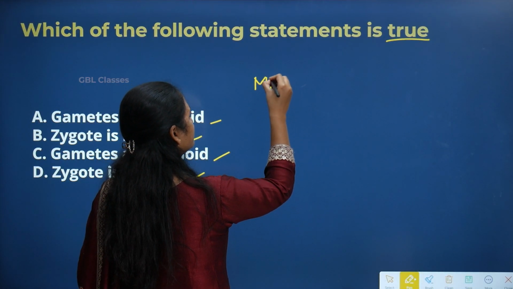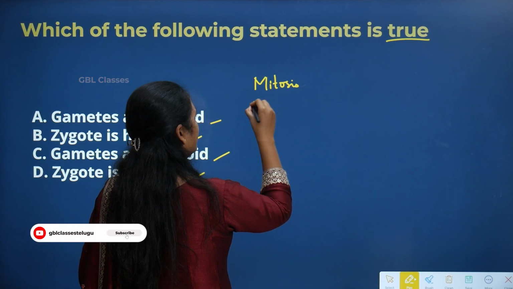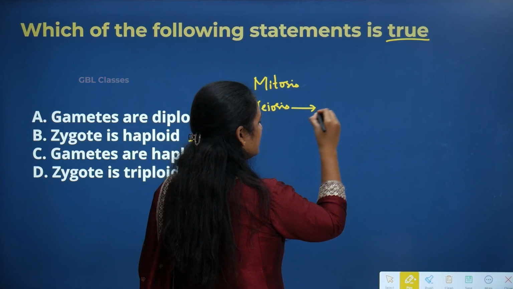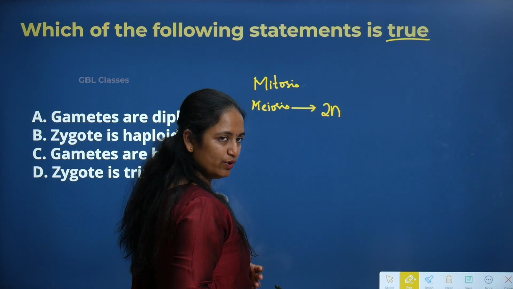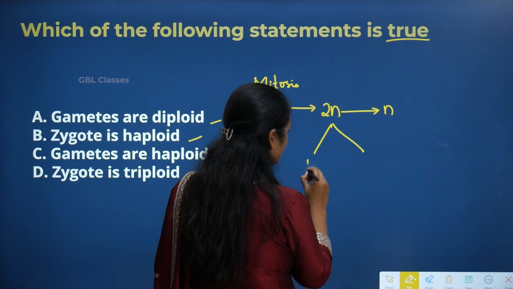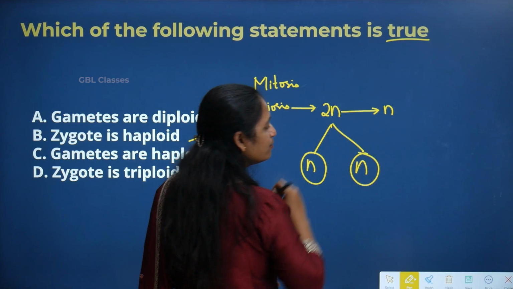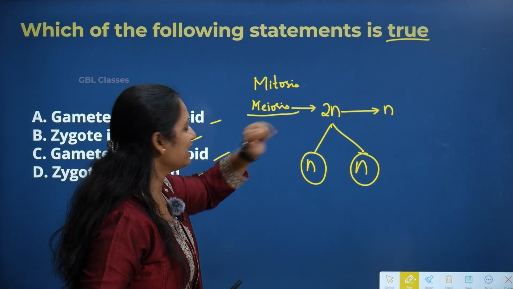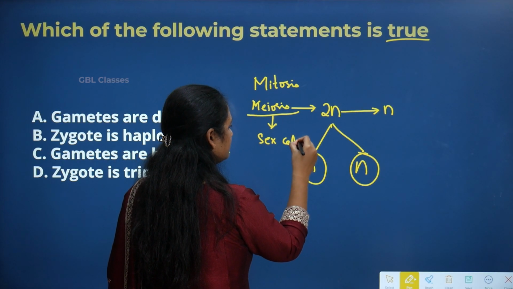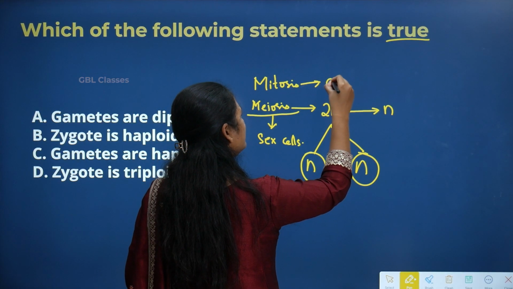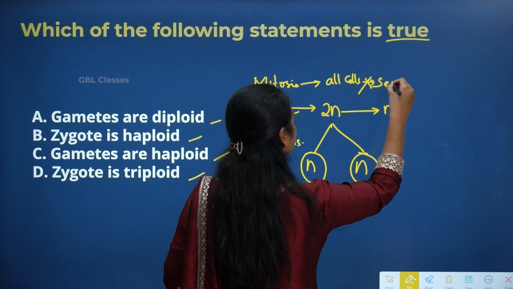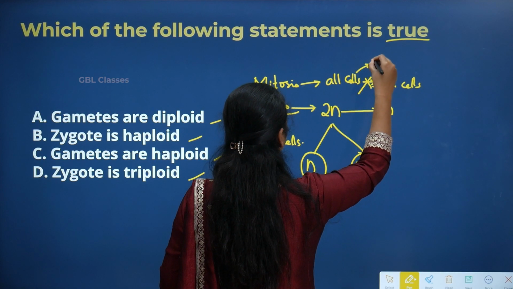First one is mitosis and meiosis. In mitosis, if the number of chromosomes in the cell is 2n, diploid, it gets converted into n. That is, it is being divided into 2 and each one is given n number of chromosomes. Meiosis basically happens in gametes, that is sex cells, whereas mitosis happens in all cells except sex cells. We can call them somatic cells.